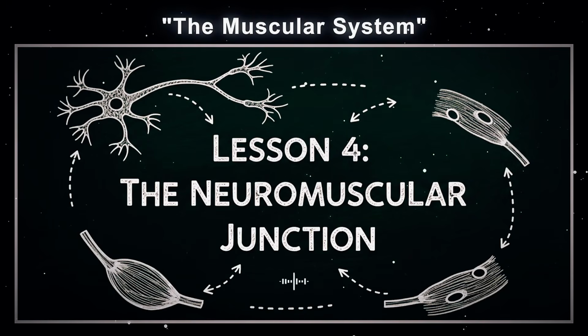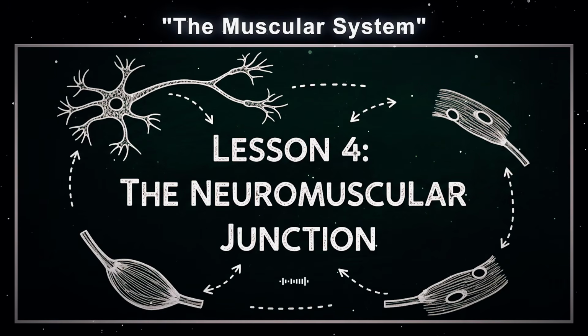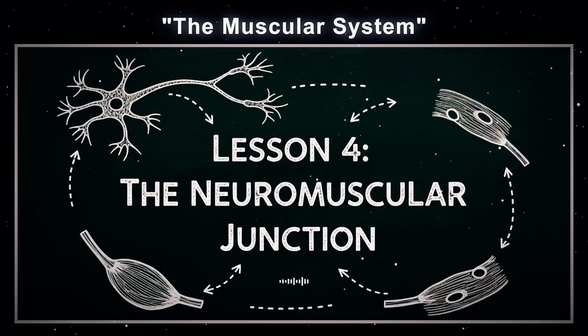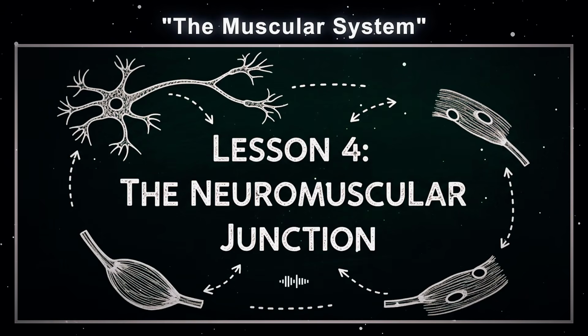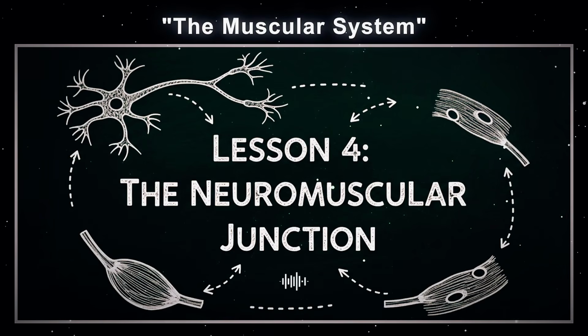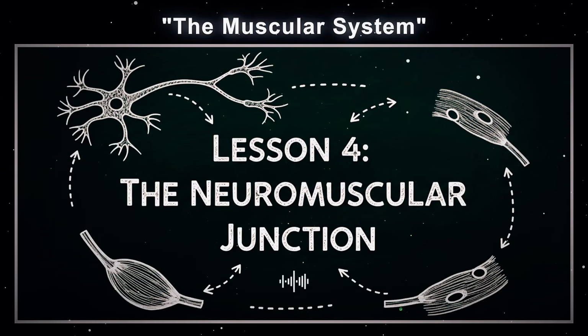Now, let us shift our perspective to the other side of the gap. We are standing on the surface of the muscle fiber. The part of the muscle membrane that sits directly across from the nerve is specialized. It is called the motor end plate. It is not smooth. It is highly folded, like a crumpled piece of velvet. These folds, called junctional folds, serve a very specific purpose. They increase the surface area. A larger surface means more room for receptors.